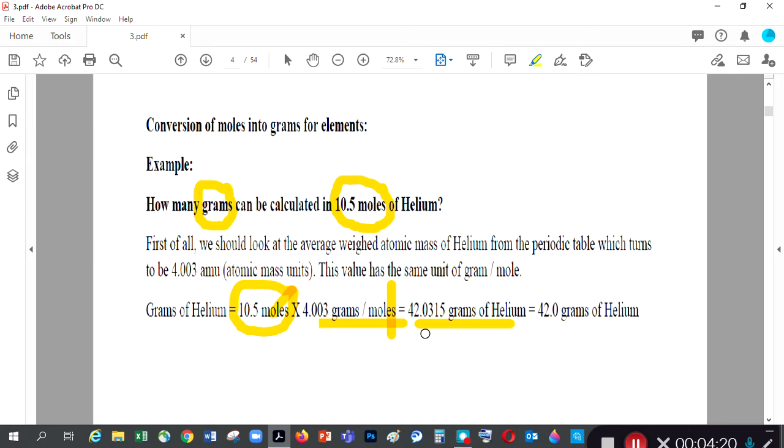Is this the final answer? The answer is no. We have to look at the sig figs. So we have here 3 sig figs, correct? 3 sig figs, and therefore our answer has to have 3 significant figures as well.